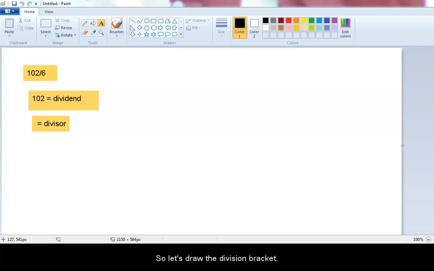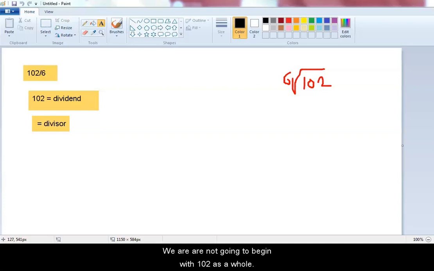So let's draw the division bracket. That means that we are going to put 102 inside the bracket because it is the dividend, and then the divisor outside the bracket. We are not going to begin with 102 as a whole. We are not going to say 6 into 102. That will be a very big value, and it is going to be difficult to bring out the result as quickly as possible. So we are going to begin small.